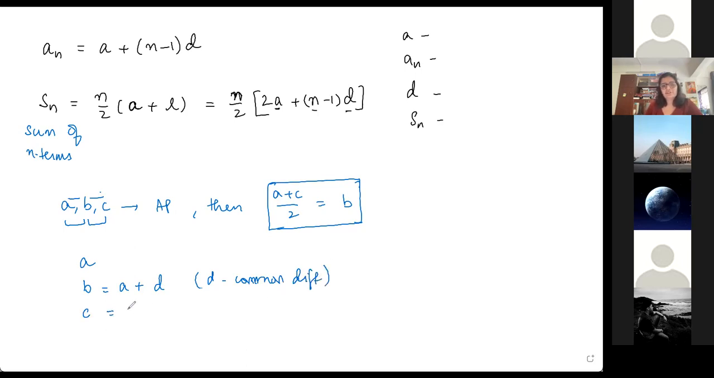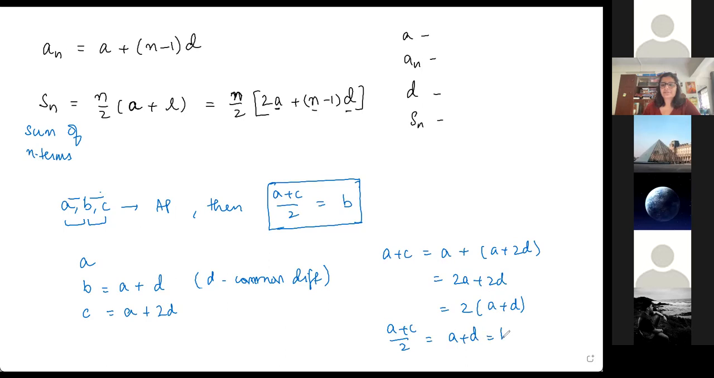And C will be equal to how much? A plus 2D. Like three of them are in AP, so A plus D, and another D is added here. So just put the values, you'll easily get it. A plus C will be equal to A plus 2D, which is 2A plus 2D, which is 2 times A plus D. So A plus C divided by 2 will be equal to A plus D, which is B.